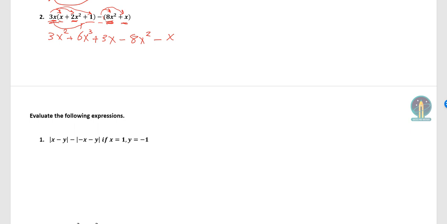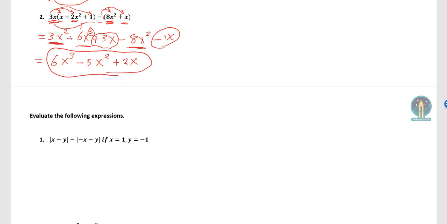Now I would like to combine like terms. So again, go by convention and start from the variable with the largest exponent. So write 6x cubed, and then I have 3x squared minus 8x squared. So 3 minus 8 is negative 5x squared. And then I have plus 3x minus x. So plus 3 minus 1, 1x. So plus 3 minus 1 is plus 2x. And this is my simplest form.